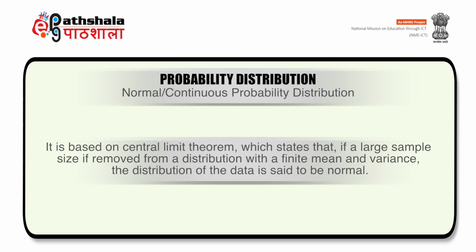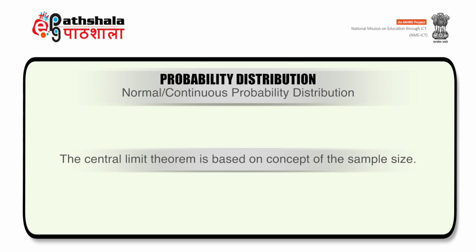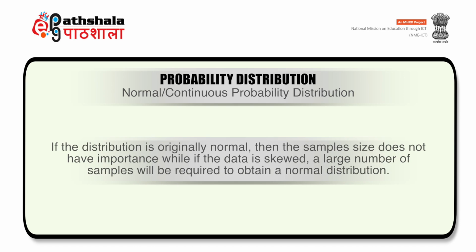It is based on the central limit theorem, which states that if a large sample is drawn from a distribution with a finite mean and variance, the distribution of the data is said to be normal. The central limit theorem is based on the concept of sample size. If the distribution is originally normal, then the sample size does not have importance, while if the data is skewed, a large number of samples will be required to obtain a normal distribution.